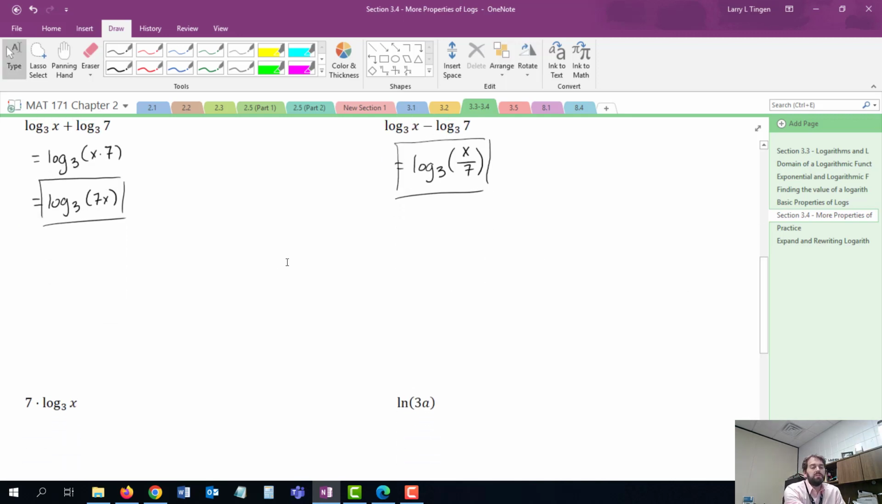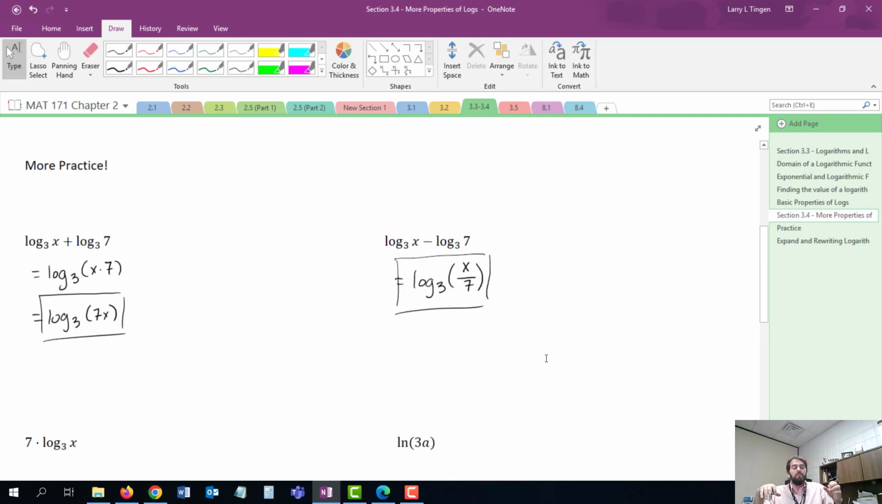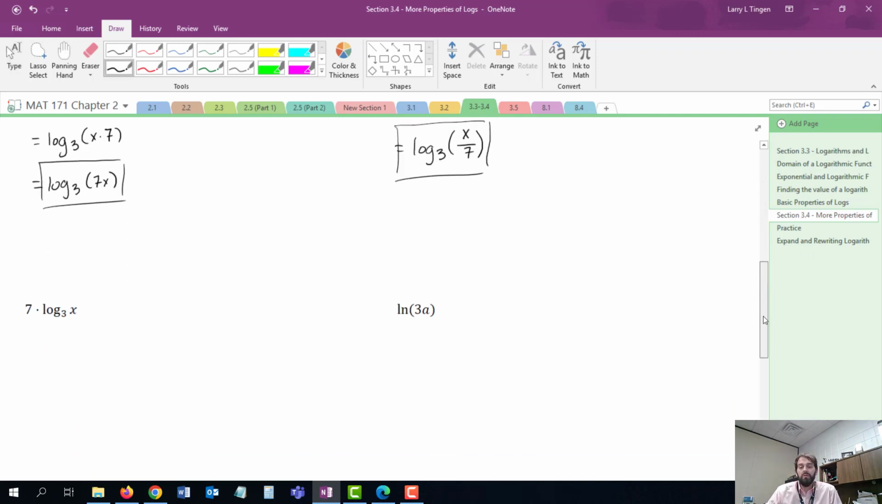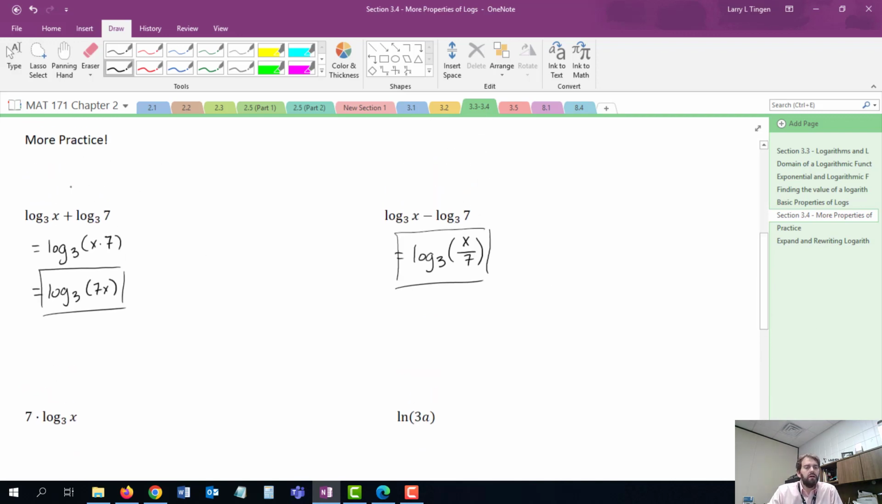Okay. Looks like I gave myself a little bit too much room, but that's okay. And so we've done those 2. Both of those were rewrite multiple term logs as a single log. Next, we have, and let's make sure this is clear, this is the product rule. This is the quotient rule that's at work here. You're going to use these in both directions, right?